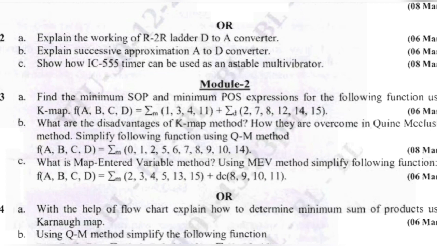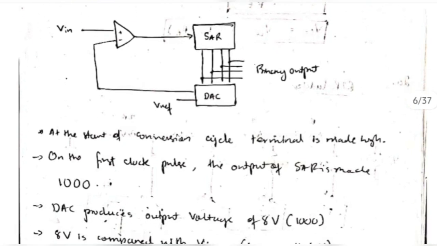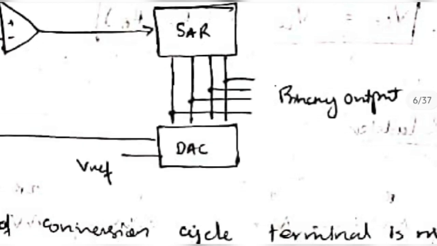Coming to the next question, we have to explain the successive approximation A to D converter. This is an A to D converter. So analog to digital, we'll give the input as analog and we'll get the output as a digital signal. So we have two parts here. In the first one, we'll initialize the SAR, this input. See here, we'll initialize it as 1 0 0 0. Okay, this is the first part. For all of the questions, you will initialize as 1 0 0 0.